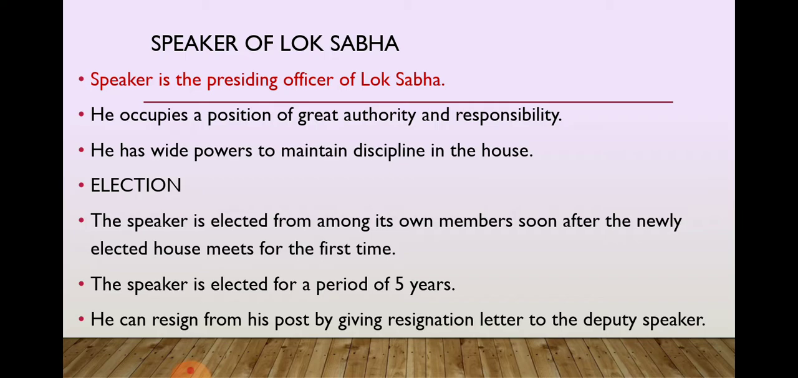Normally, the Speaker is elected for a period of 5 years. He can resign from his post by giving a resignation letter to the Deputy Speaker. If the House, Lok Sabha, passes a resolution with majority against the Speaker, he can be removed from power.